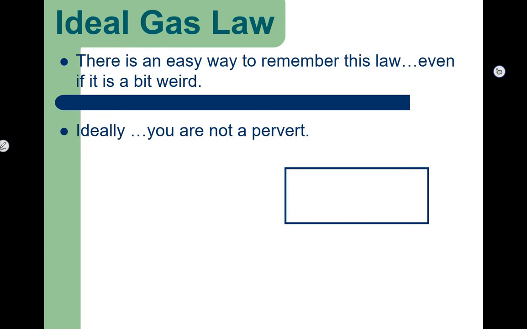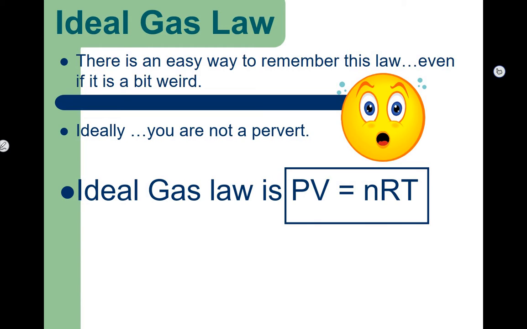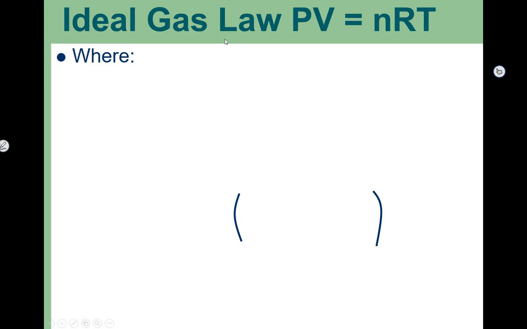Okay? Ideally, you're not a pervert. Okay, right? The ideal gas law is pervnert. PV equals nRT. Right. So you're trying to remember it. Ideally, you're not a pervert. Okay, PV equals nRT. So this will be at the top of the next slide, so don't freak out. It's up here. I'm going to go through each thing.